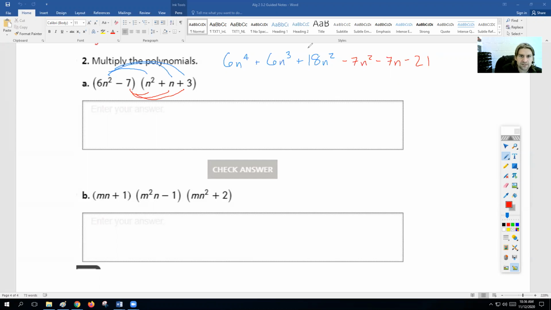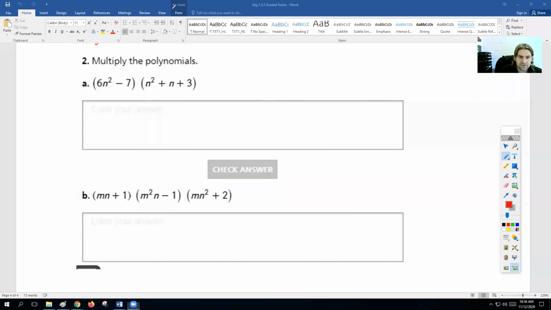All we need to do now is to get our answer, combine like terms. We don't have any other n to the fourth, so just 6n to the fourth. We don't have any other n cubed, so 6n cubed. We do combine the 18n squared and the -7n squared to make it 11n squared. And then the -7n and -21. And this is all in descending order from highest degree to lowest. There's our answer. Okay, not too bad.